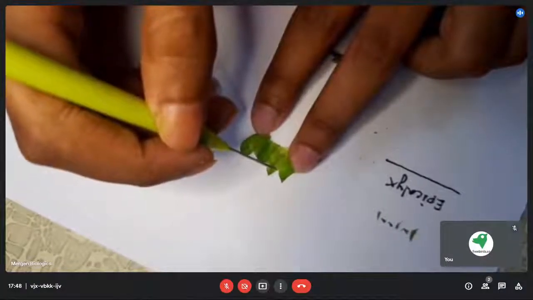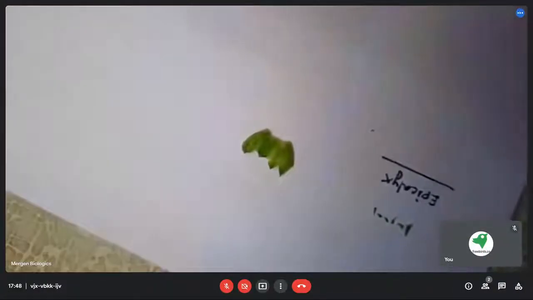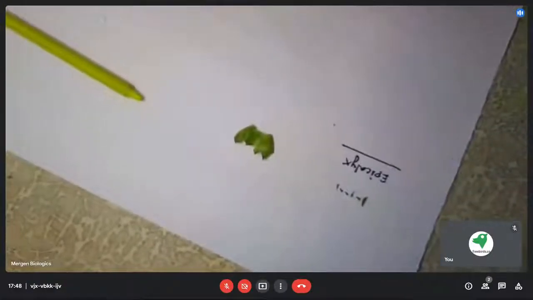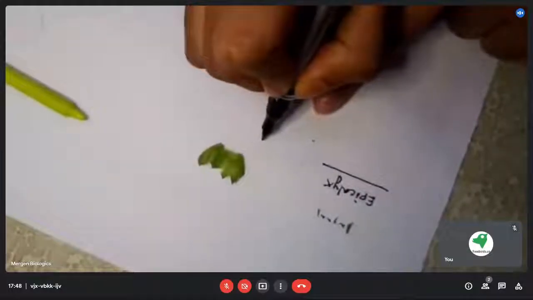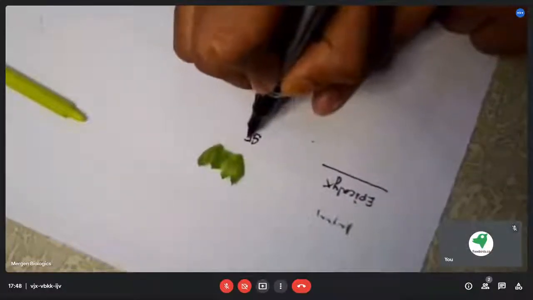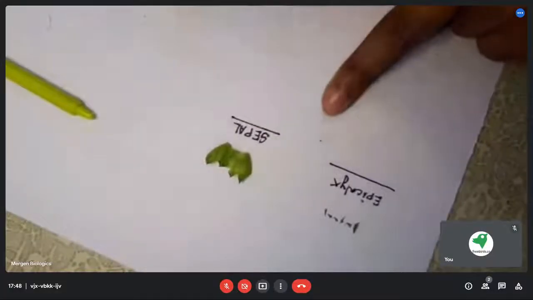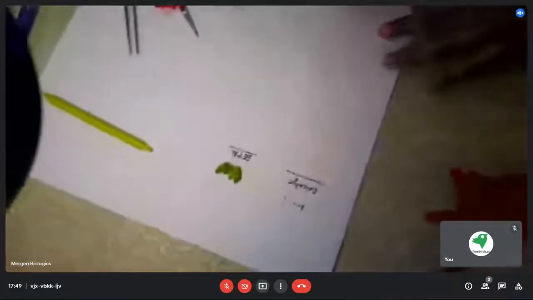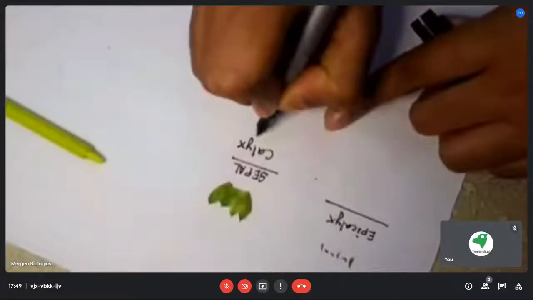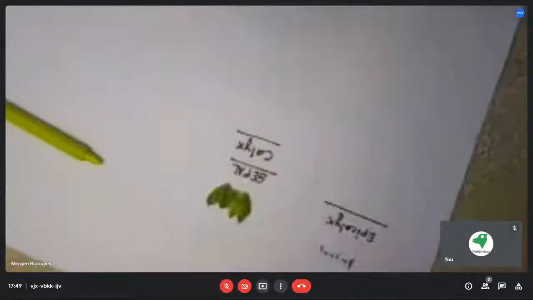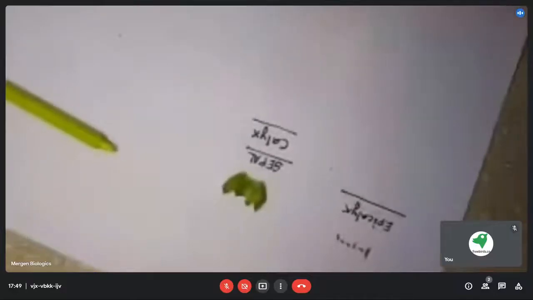So this type of estivation, that is arrangement, is known as valvate estivation. Estivation is the word we use to understand the arrangement. This is basically arrangement, but the scientific word. So this is sepal. Another term for sepal is calyx. And this is the first whorl of the flower.